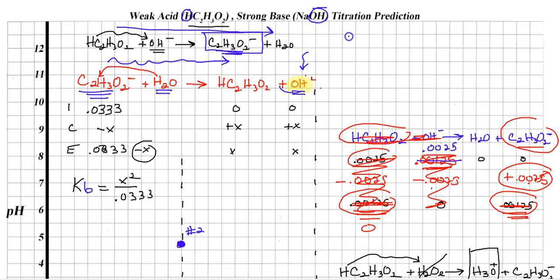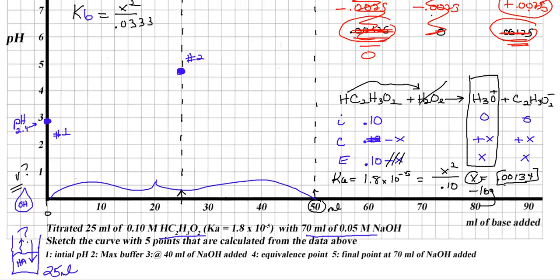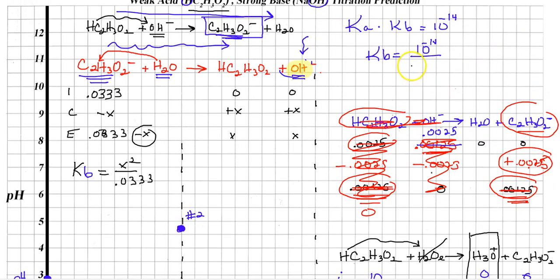Well, we know the Ka, and we know that Ka times Kb is 10 to the negative 14, which is Kw, the equilibrium constant for water. So when we solve for Kb, Kb is equal to 10 to the negative 14 over the Ka, which we've used already, given to you in these problems, is 1.8 times 10 to the negative 5. And so when you do that, you get 5.56 times 10 to the negative 10, and that's my Kb.